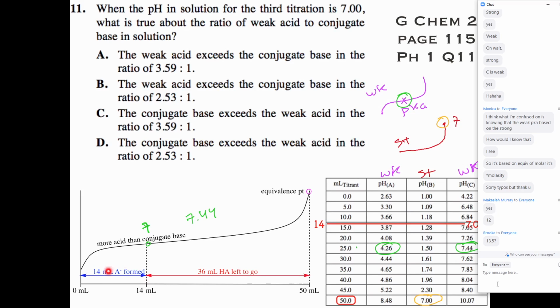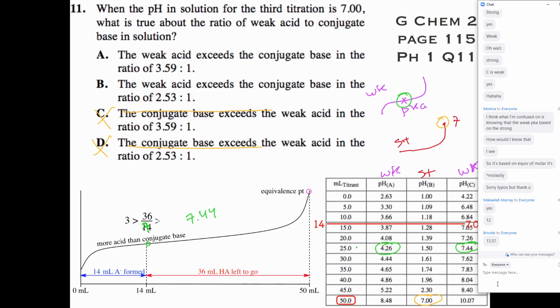So the reality is the base that has been made. As I titrate, I convert it into base. This is the acid still left over to go. Can I get the 14 to 36? I should multiply it by molarity, but molarity is the same, so I'm just going to do milliliters. Do you agree it's more acid than conjugate base, because I'm less than the halfway point? So based on that, can I get rid of those two? The conjugate base does not exceed it. The acid exceeds the base.